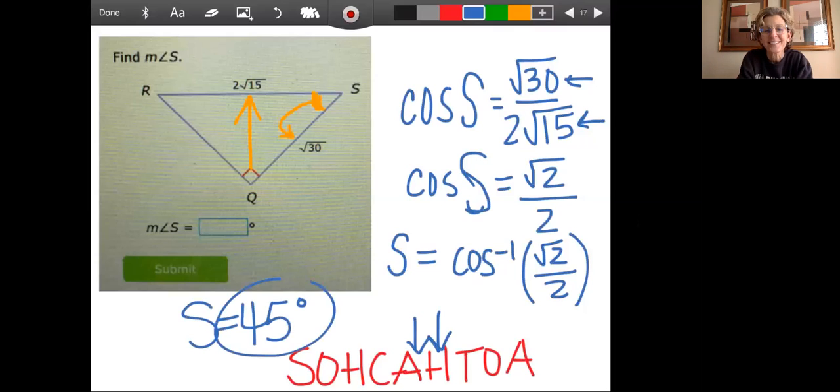And you're all set. Remember, if your calculator is not in degree mode, you might get some kind of crazy decimal. And then you might remember, I've got to put it in degree mode. So I hope that helps with the iXL R9. Great job.